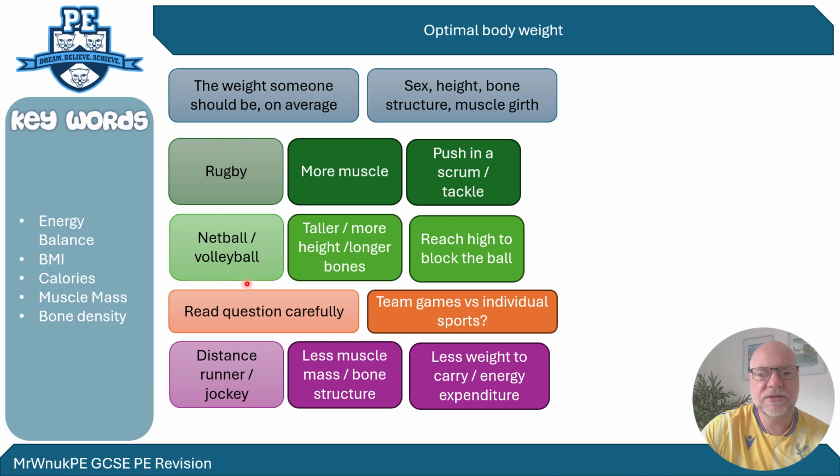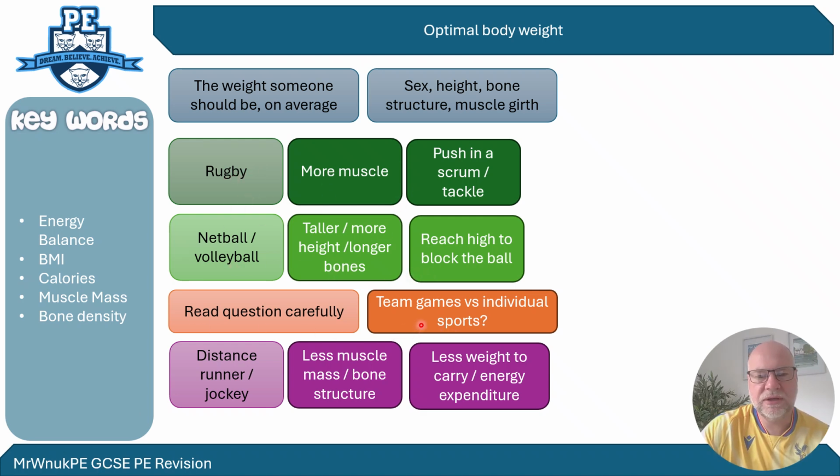Netball players, volleyball players, someone who might be taller, have longer bones, so bigger bone structure, and therefore can reach higher to block the ball. So what you're looking at is naming the sport, the factor that impacts optimum body weight, and then the sporting application. So this is typically a 3-mark question.